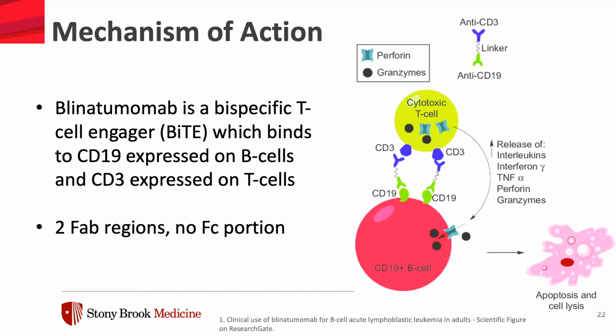And since it doesn't have that FC or that constant region to call the immune system over, it relies on the T cell for that immune response. It's also less stable in our body, and it has a half-life of only 3 hours because it's missing that region. So it's usually administered as a continuous infusion. So overall, it directs our normal T cells to attack the cancerous B cells by bringing them close together with that linker.